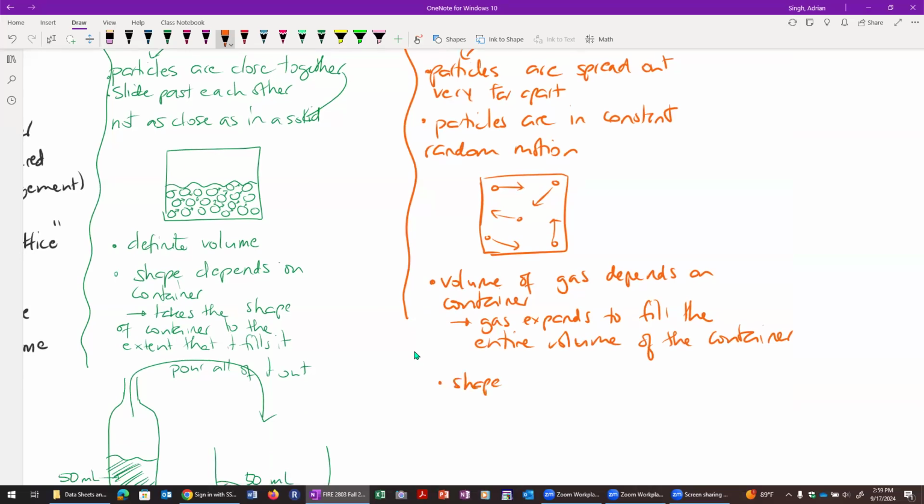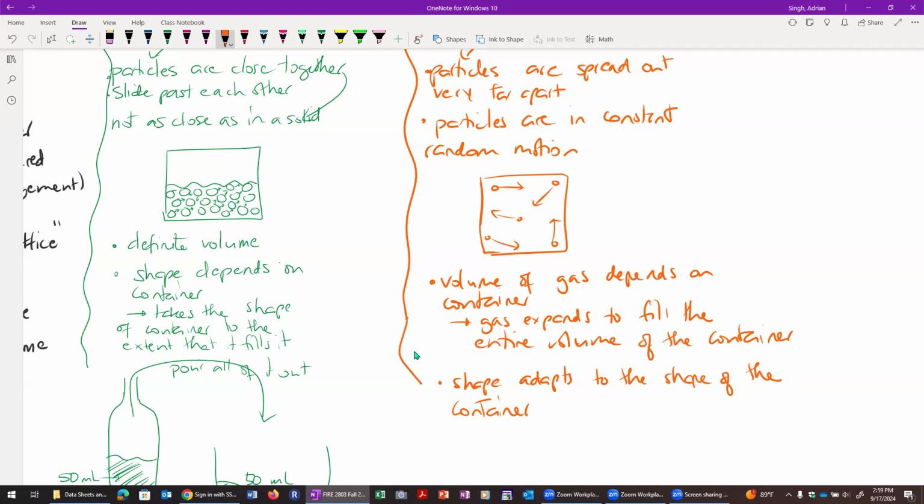The shape is the shape of the container also. If you have a sample of gas in a gas cylinder, well, the shape that the gas sample adopts is the shape of the cylinder. If you allow the gas to escape into a room, well, then the gas particles expand out, separate from each other, and they adopt the shape of that room as well.